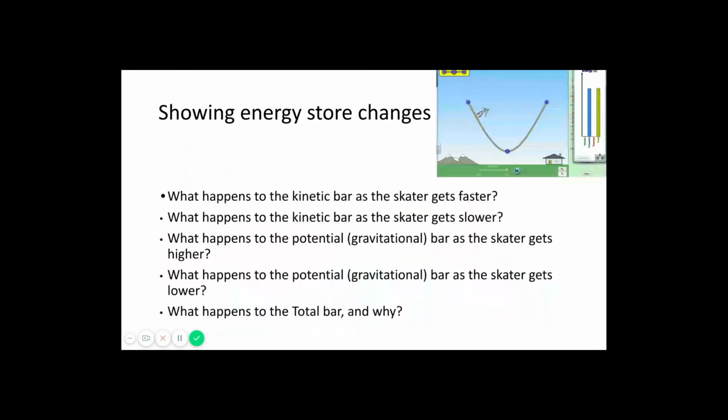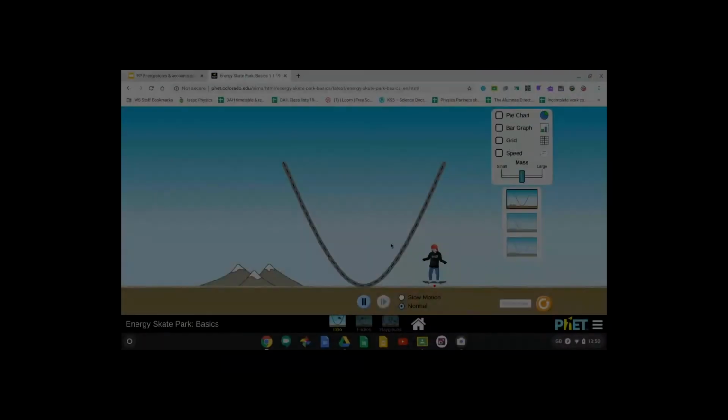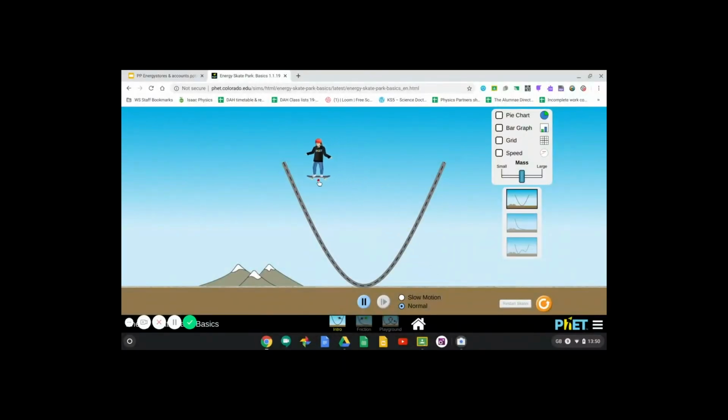Let's put these ideas now into practice using an online simulation. This is one of the PhET simulations from the University of Colorado, which are free to use and can easily be found online. I've included the link at the end of this film. Let's put the skater at the top of the ramp and let her go.